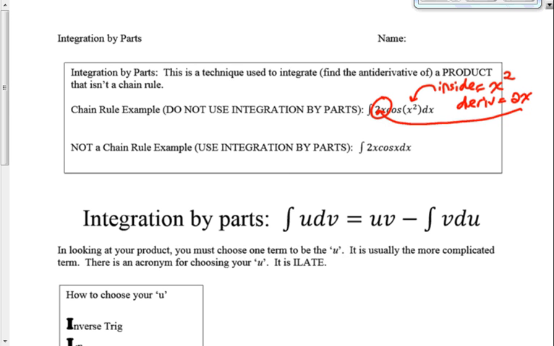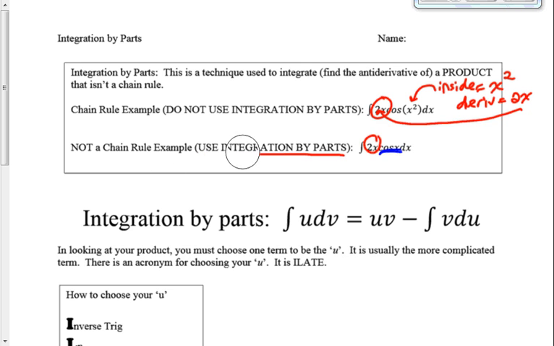So I need to use this 2x because it's the derivative of my inside in order to find my antiderivative. However, in the next example, this is not a chain rule example. This is when I would have to use integration by parts. And so I have two terms. I have a 2x and I'm multiplying a 2x by cosine of x. So that's what makes this a product.